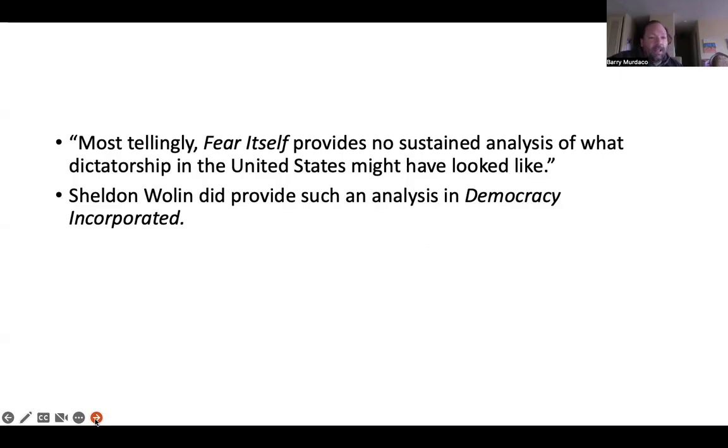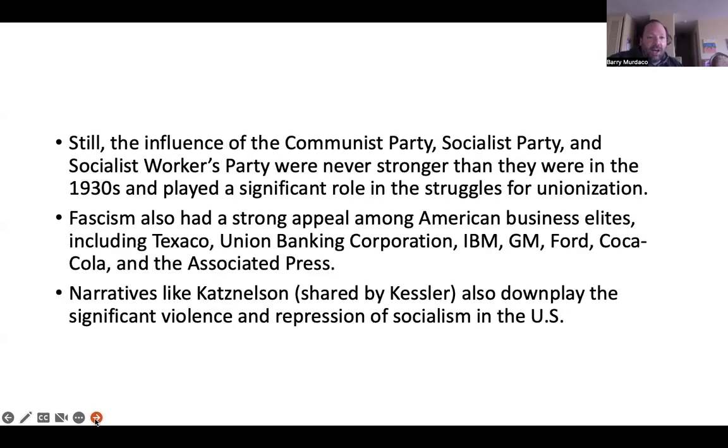Kessler also writes, most tellingly, "Fear Itself provides no sustained analysis of what dictatorship of the United States might have looked like." Well, fortunately, I would argue that, again, Sheldon Wolin does provide an analysis of that in his book, Democracy Incorporated, which is this idea of inverted totalitarianism, that you would have had a dictatorship which sort of preserves the facade of democratic institutions, basically.